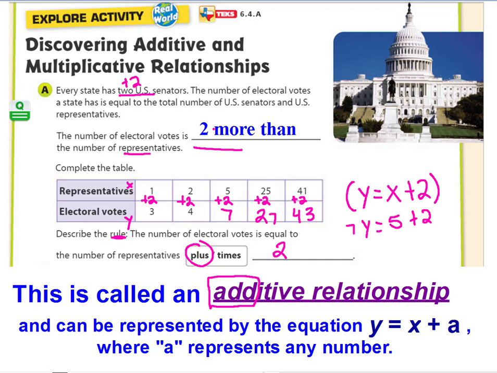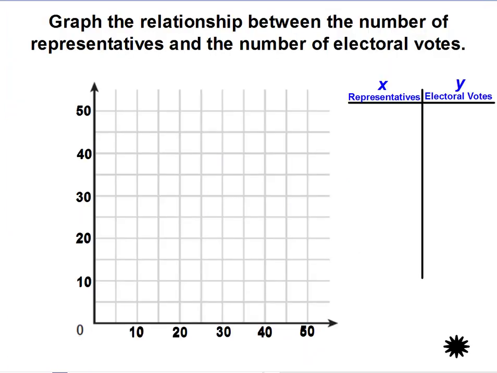Now let's look at it in a graph. Okay, so we're going to graph the relationships of the numbers. Now remember, we had 1 representative, 3, 2, 4. Remember, our rule was plus 2. So if we put it as a table in a T-chart, again, that was x and then this is y. So in our graph, this represents the x-axis and this represents the y-axis, always. Okay, across is x, horizontally is y.